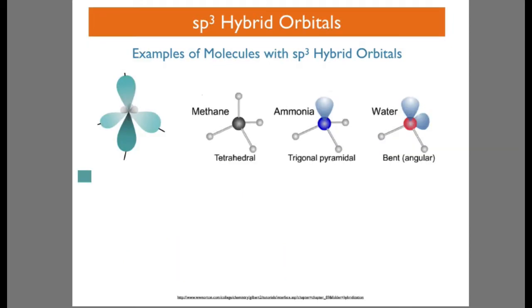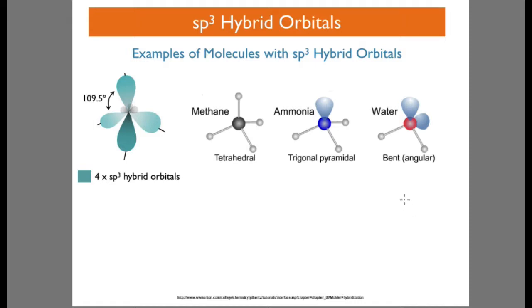Some examples that have sp3 hybrid orbitals would be methane, which is tetrahedral in shape, ammonia, which is trigonal pyramidal because it has this non-bonding pair here, and water, which has 2 non-bonding pairs of electrons. And so the molecular shape is bent or angular.